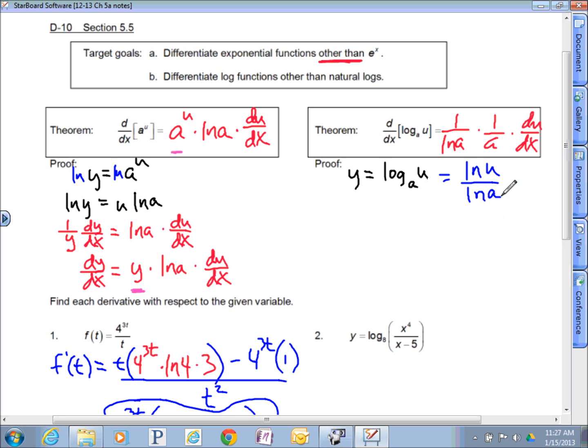Because natural log of a is a number. I've got that already. So when I go to take my derivative, the derivative of y, actually let's even rewrite this thing. So my y that I really have is 1 over the natural log of a.